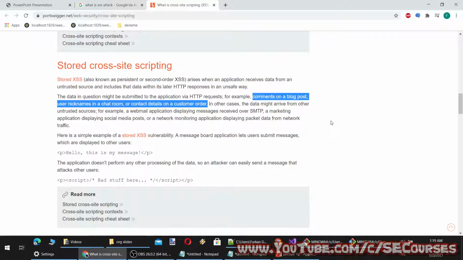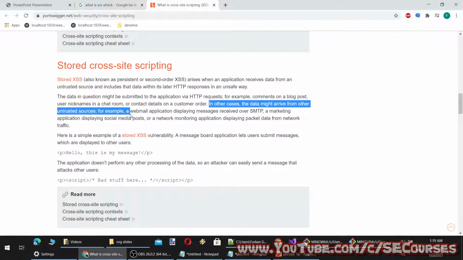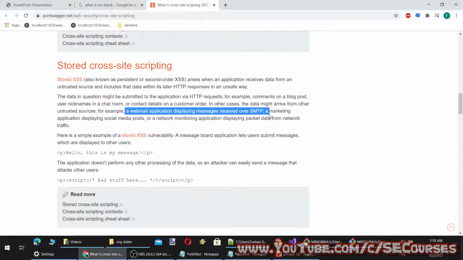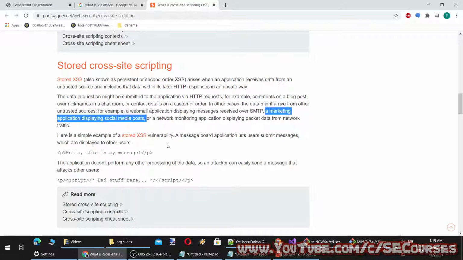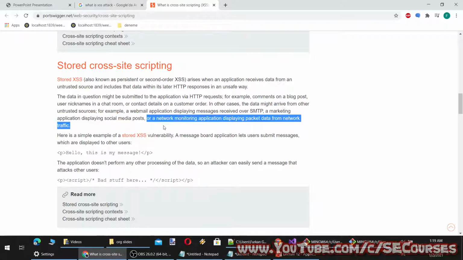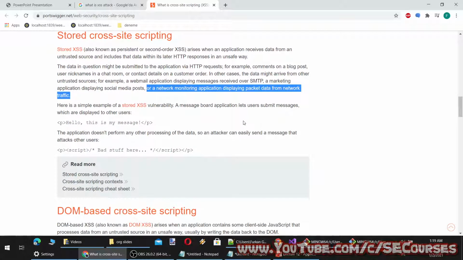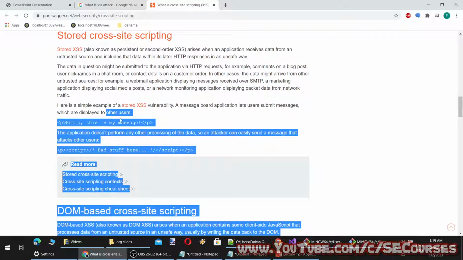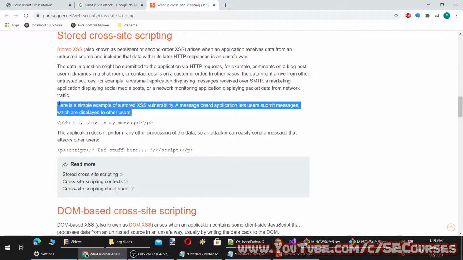In other cases, the data might arrive from other untrusted sources, for example, a webmail application displaying messages received over SMTP, a marketing application displaying social media posts, or a network monitoring application displaying packet data from network traffic. Here is a simple example of a stored XSS vulnerability.